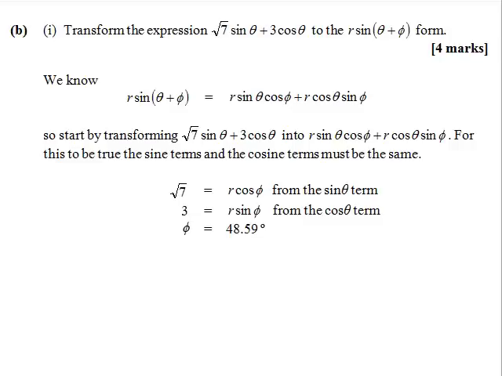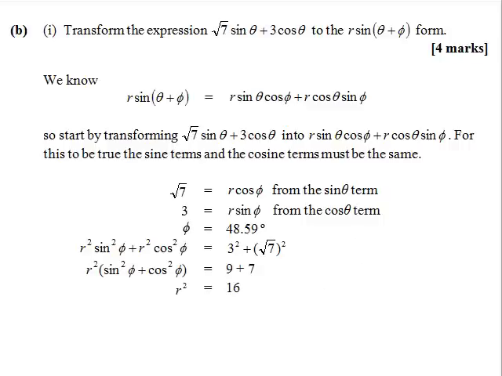Right, let's make a bit of space. The next thing we want to do is to find what r is. So remembering that sine squared plus cos squared equals 1, we can say that r squared is equal to 3 squared plus root 7 squared, which is 9 plus 7, which is 16, which means that r is equal to 4. So that means that the whole expression can now be rewritten as 4 times sine theta plus 48.59 degrees. That's from here. And that's the answer to part B.